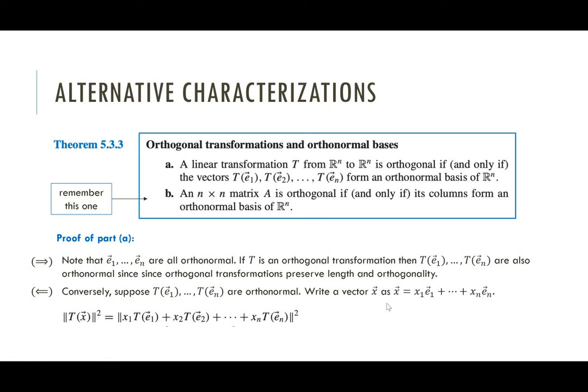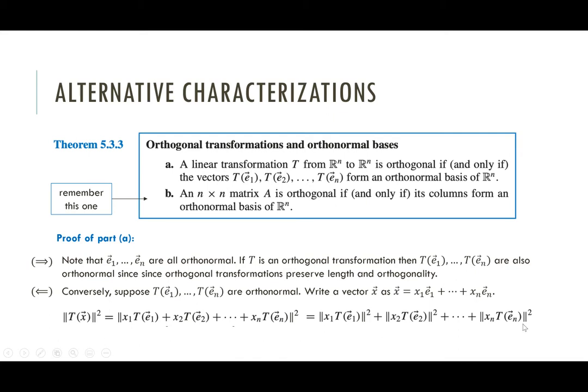And now let's consider the length of this random vector T of x. We'll square it, and hopefully we'll end up showing that this is the same as the length of x squared, thus proving that it preserves lengths and is orthogonal. Okay, because T is linear, when we take T of x and write it as T of this linear combination, we can pull out all of the coefficients and distribute over addition. So there we go.